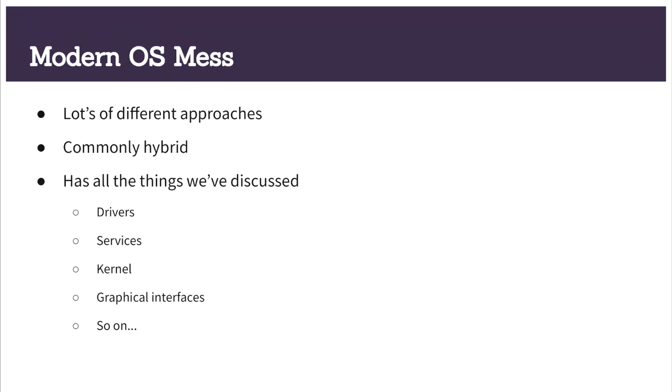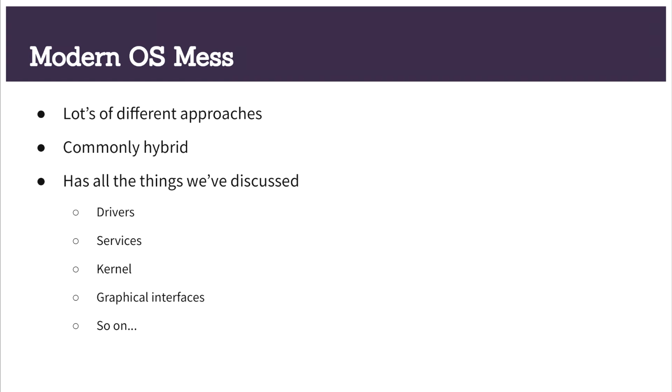So there are many different architectures for operating systems, for kernels, but modern operating systems tend to be a bit of a mess here, usually because they've been built up over many years and because they're taking the best bits from whatever design they can.